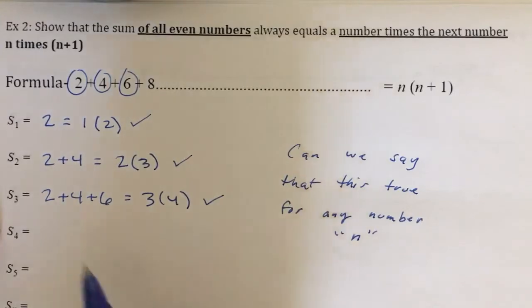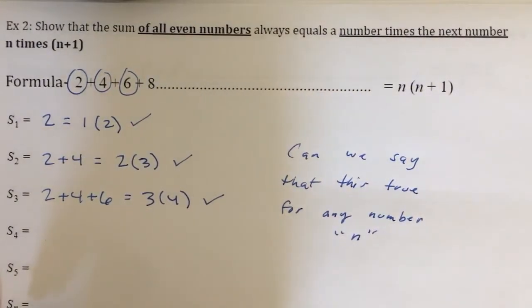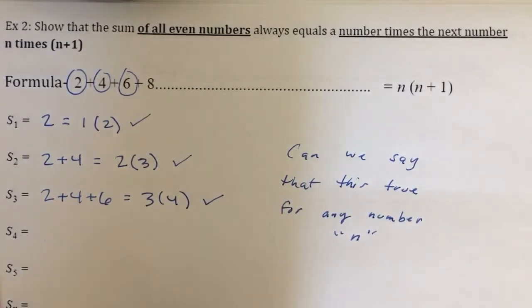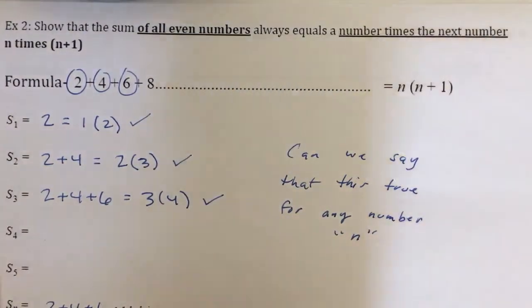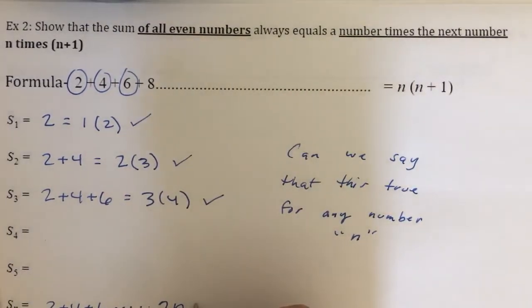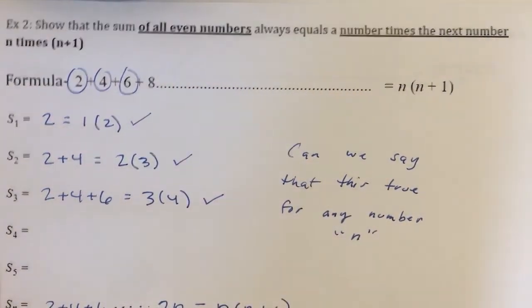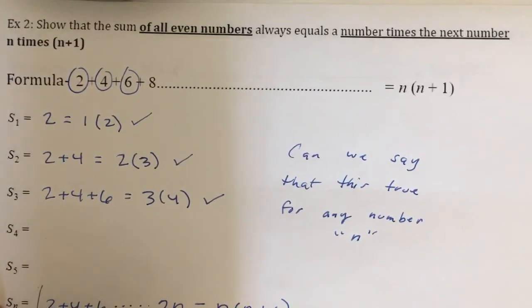So assuming that you did S of 4 and S of 5 and it seems to work, then you would jump to the claim. We're going to say if you take the sum of all even numbers, and I'm going to call the last even number 2n just to get a little fancier. Okay, so if I take all of the even numbers up to any number, will that always equal n times n plus 1? Okay, so here's the formula that I'm trying to prove.